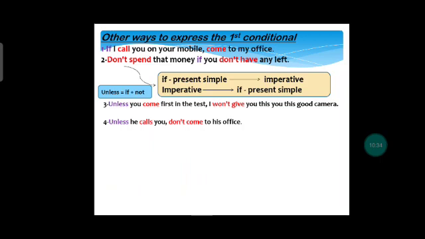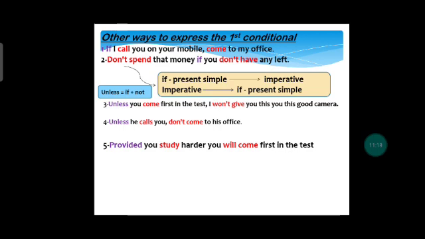Let's have unless. What's unless? Unless means if not. For example, if you don't study hard, you will fail. If you want to use unless, put unless instead of if, and cancel don't: unless you study hard, you will fail. Unless you come first in the test, I won't give you this good camera. So unless means if not. Unless he calls you, don't come to his office.